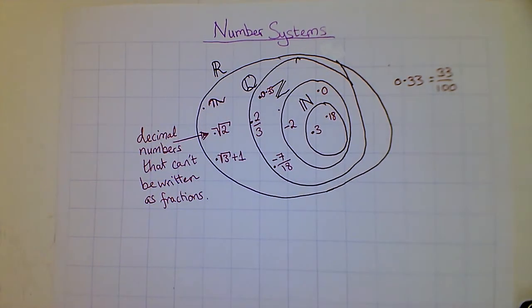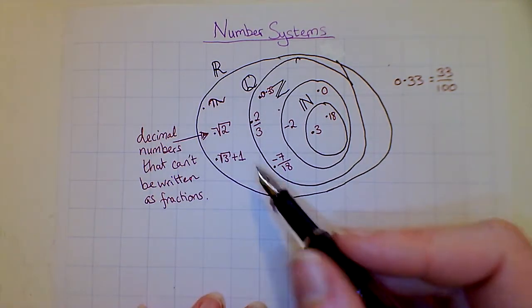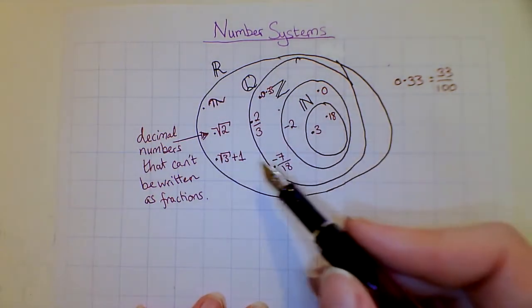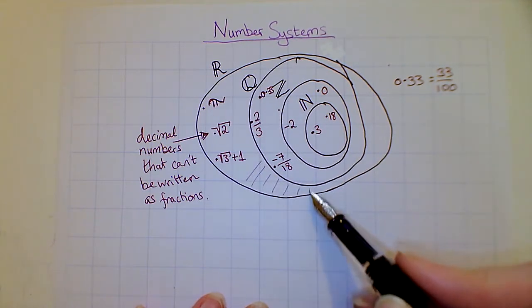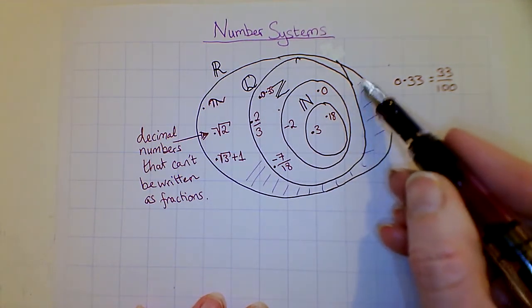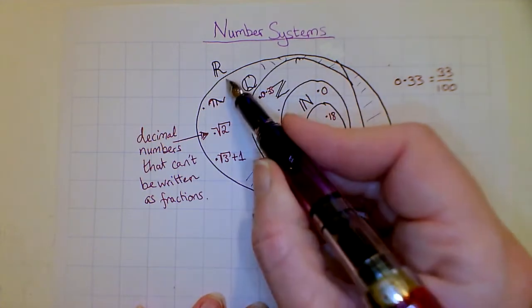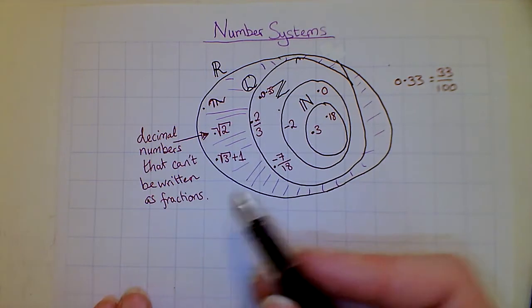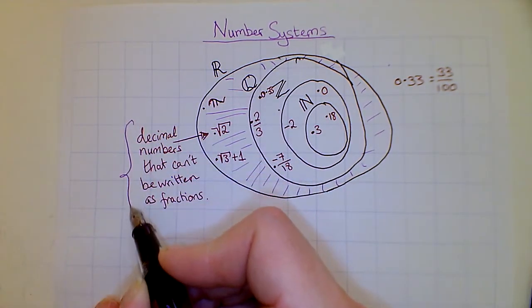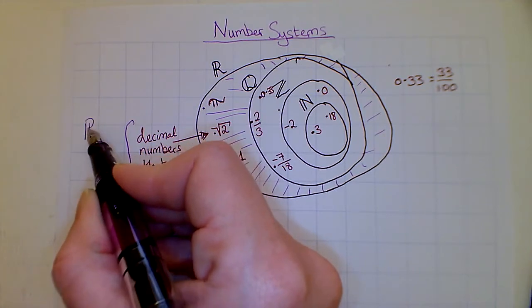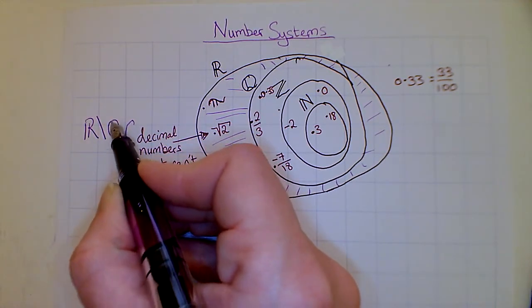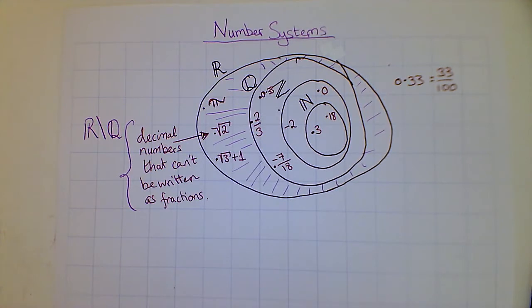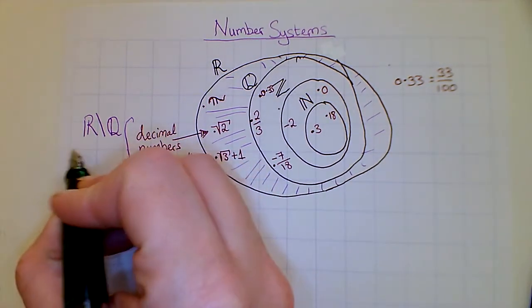This section out here is not the real numbers. The whole thing is the real numbers. This section out here, the real numbers that can't be written as fractions, doesn't have a symbol of its own, but from sets, we know that this can be written as the real numbers take away the rational numbers. The real numbers take away the rational numbers. And we have a special name for that. We call them the irrational numbers.